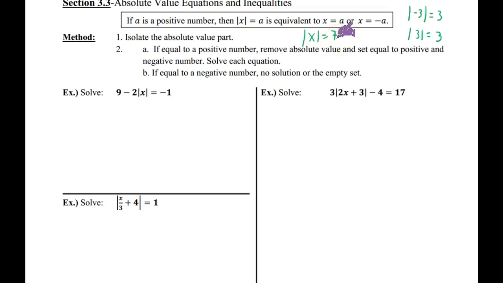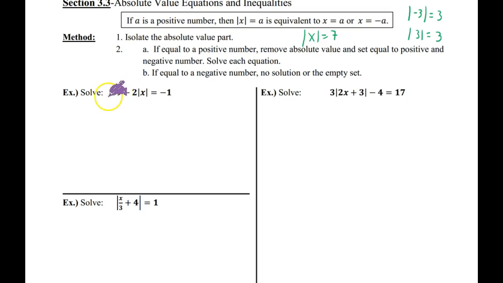So when we go to solve these absolute values, we have to think of the positive and negative solutions. The first step should always be to isolate the absolute value, though. You can't set it to positive and negative until you've isolated it. It's the absolute value itself that can have positive and negative solutions inside the absolute value.